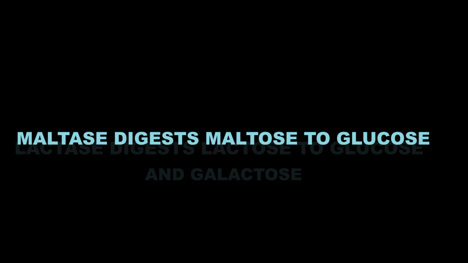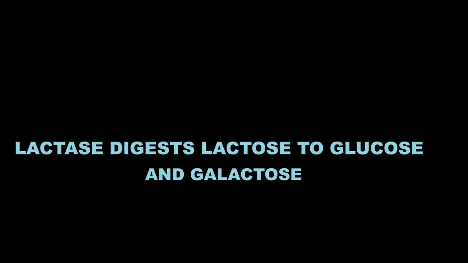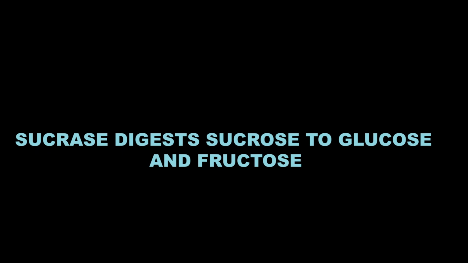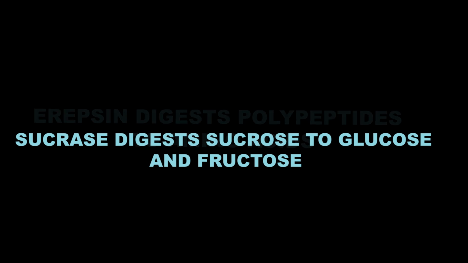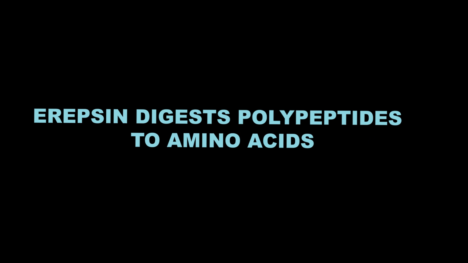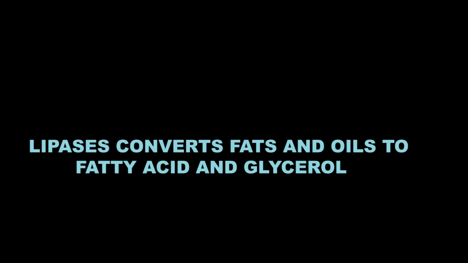Then we have lactase, converting lactose into glucose and galactose. Then we have sucrase, which is an enzyme converting sucrose into glucose and fructose. And by this, we have the total digestion of carbohydrates. For protein, we have erepsin, and erepsin converts all polypeptides into amino acids. Thus, we have the digestion of protein completed. For fat and oil, we have lipases produced in the ileum to convert fat and oil that escaped digestion in the duodenum into fatty acid and glycerol to complete the digestion of fat and oil. So in the small intestine, the food is finally digested.